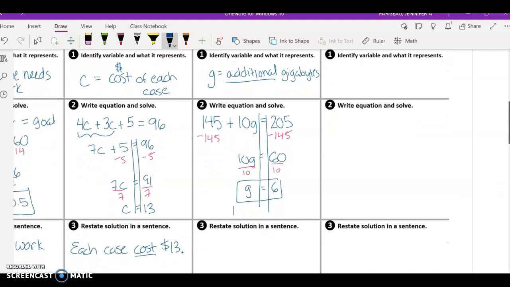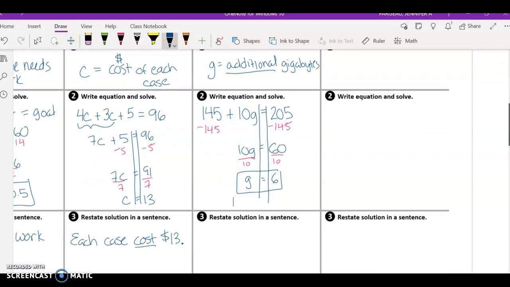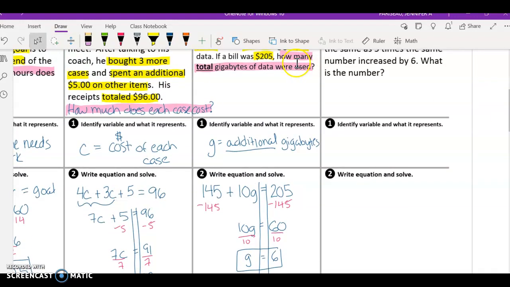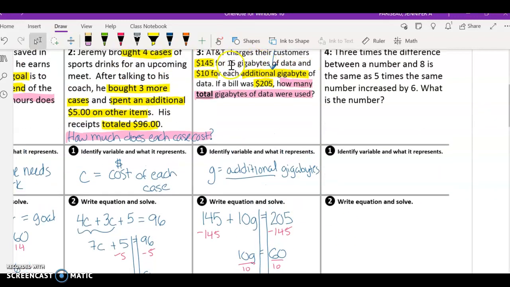Now, tricky part is that our answer? Go back up to our question, how many total gigabytes of data were used, and then also take a look at what the variable represented. The variable represented additional gigabytes. So if we go back up into the problem, this is just the additional. It's not the total amount, right? They already get 15 with the $45.